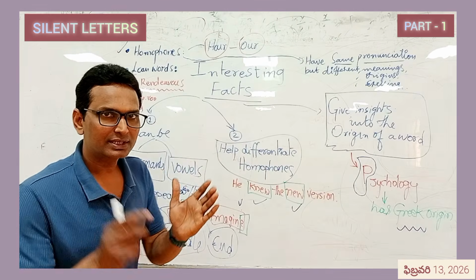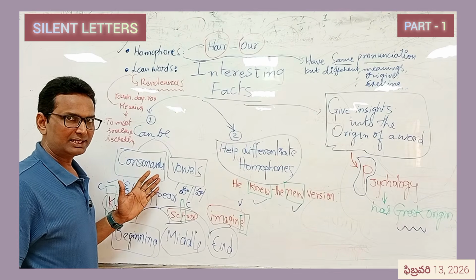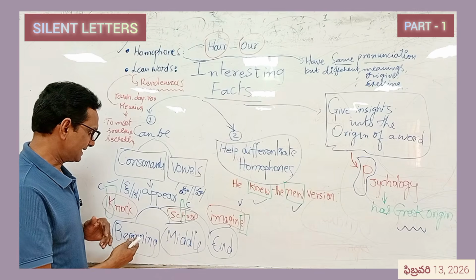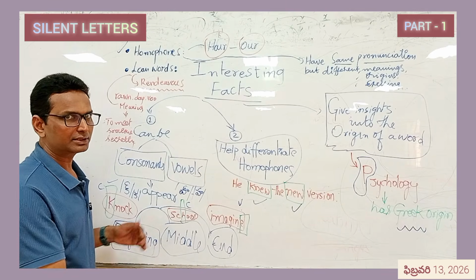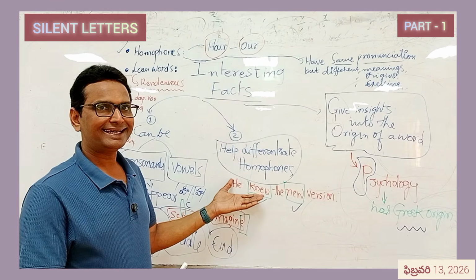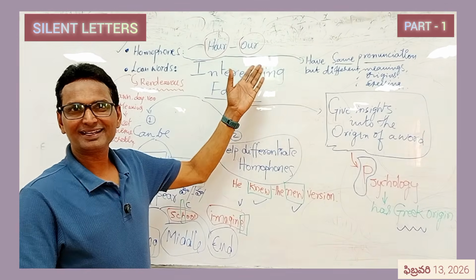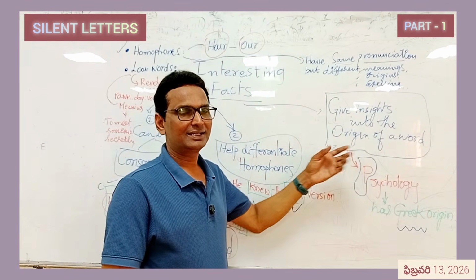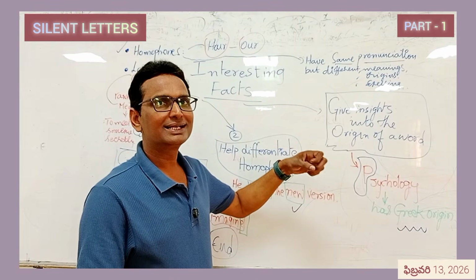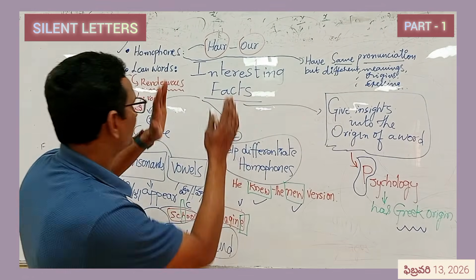Friends, we have seen three different interesting facts about silent letters. One, they can be consonants as well as vowels and appear at the beginning, in the middle, as well as at the end of a particular word. Examples: knock, school, imagine. Silent letters help us differentiate homophones. Homophones are KNEW and NEW, HOUR and OUR, and they help us to get some insights into the origin of words. For example, psychology. It has come from the Greek language. And well, we have covered this area.